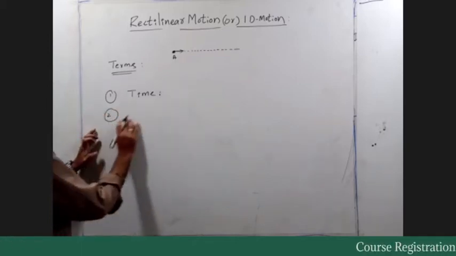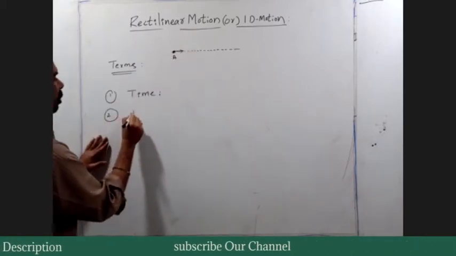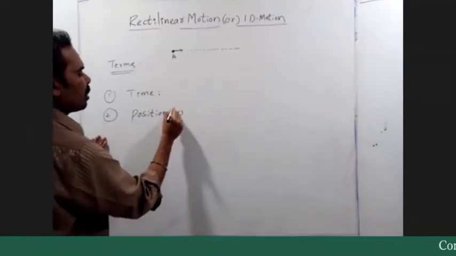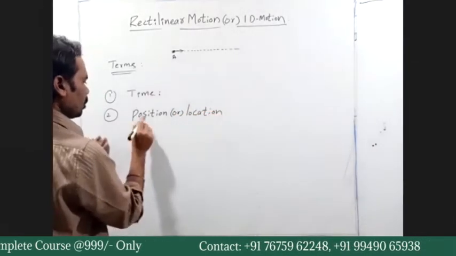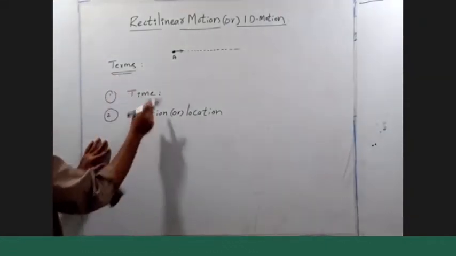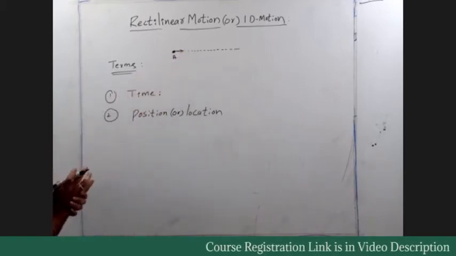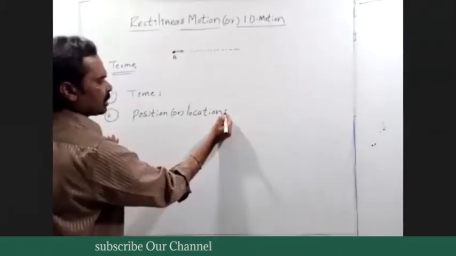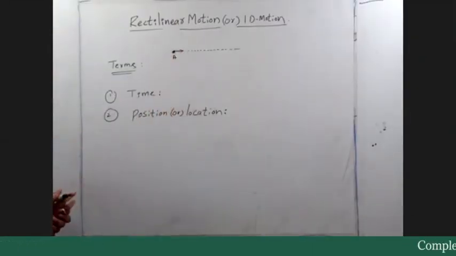Next, the other term we have to use to study rectilinear motion is position or location. Position or location is another quantity we use to describe one dimensional motion. What does this position or location represent about the moving particle?